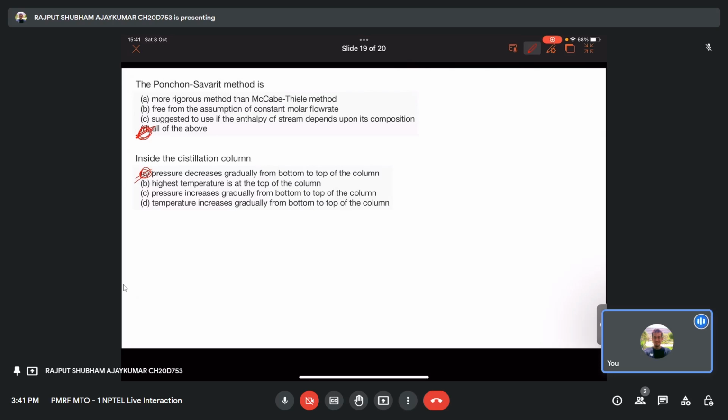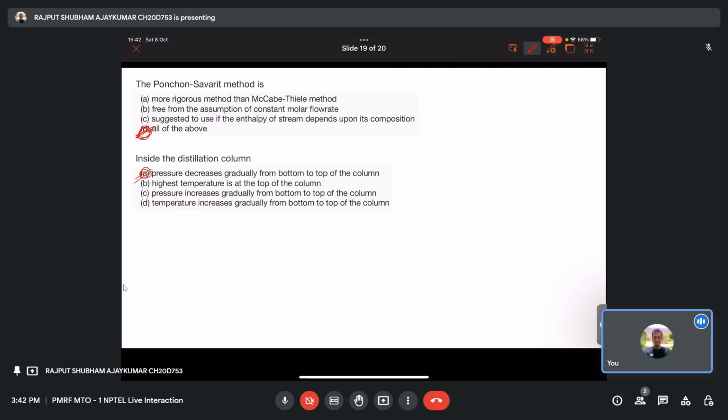So the pressure there will be much higher compared to the top, where there will be only vapors which are going to be condensed using a condenser and collected in a reflux drum, and a part of it is refluxed back to the column in order to rectify, that is, to increase the concentration or the purity of the more volatile components at the top. So inside the distillation column, the pressure decreases gradually from the bottom to the top of the column, whereas the temperature varies accordingly. So the correct answer is A.